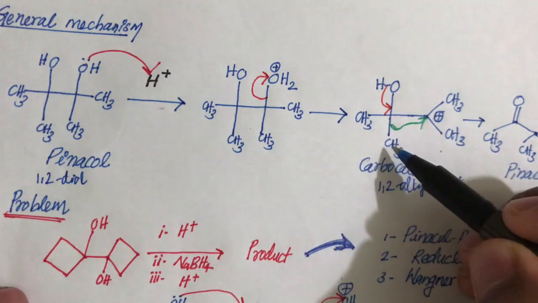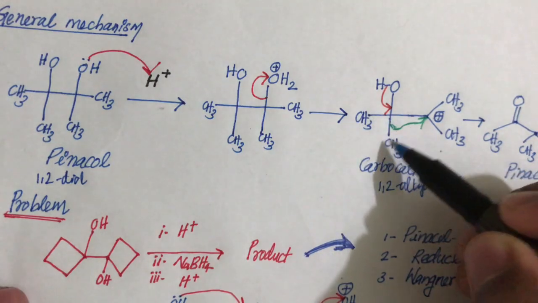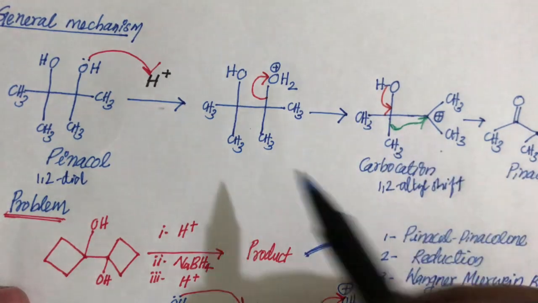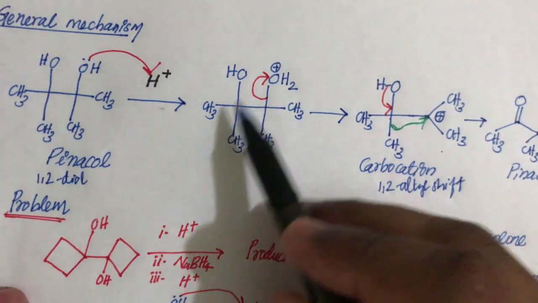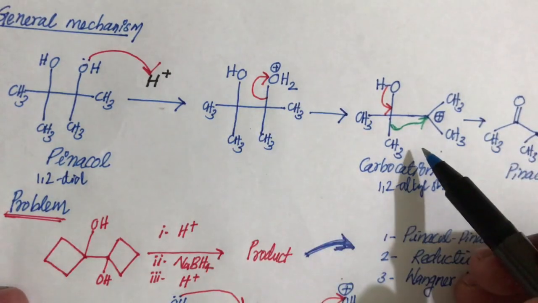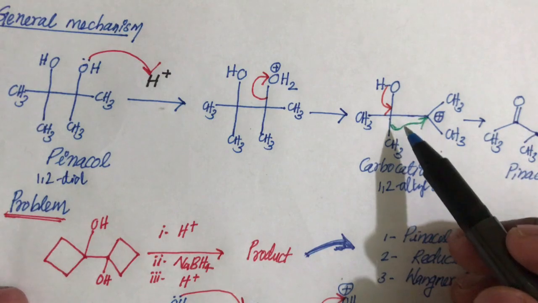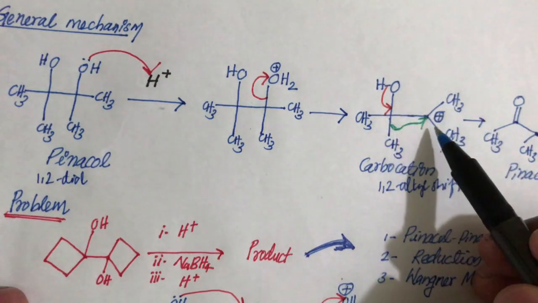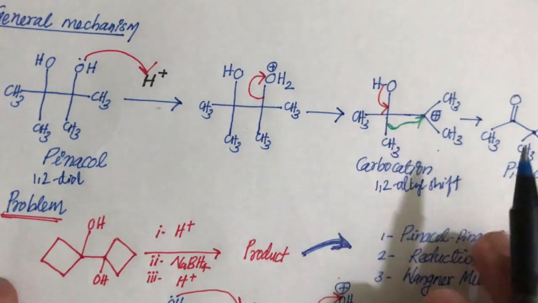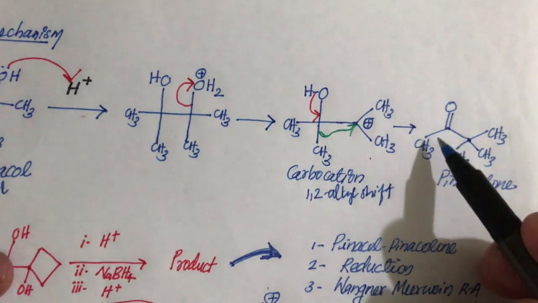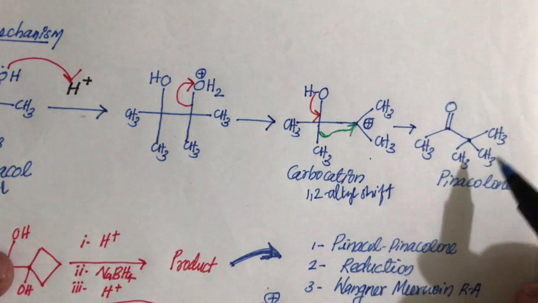That shift mainly depends upon the migration tendency. Moreover, since it is a symmetric diol, it is straightforward; if you have an asymmetric diol, then the protonation mainly depends upon the stability of the carbocation. And finally you will end up with the wonderful product called Pinacolone.